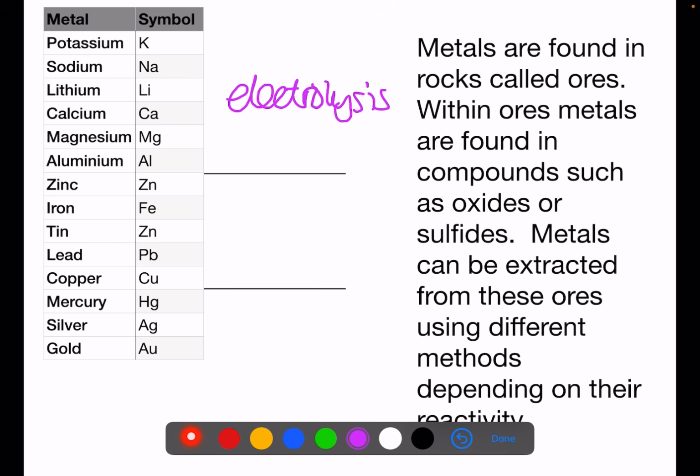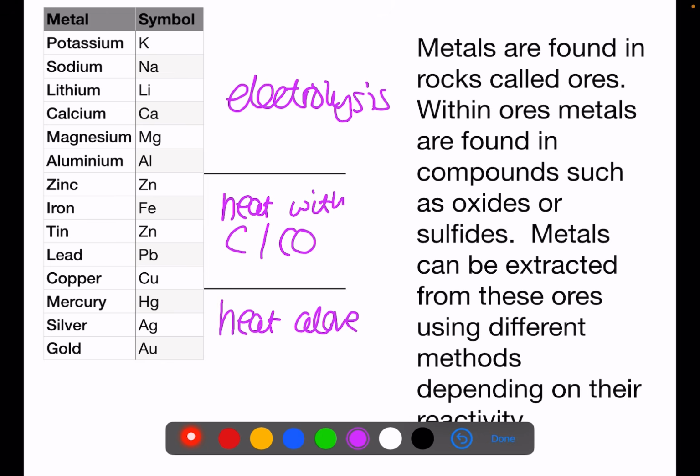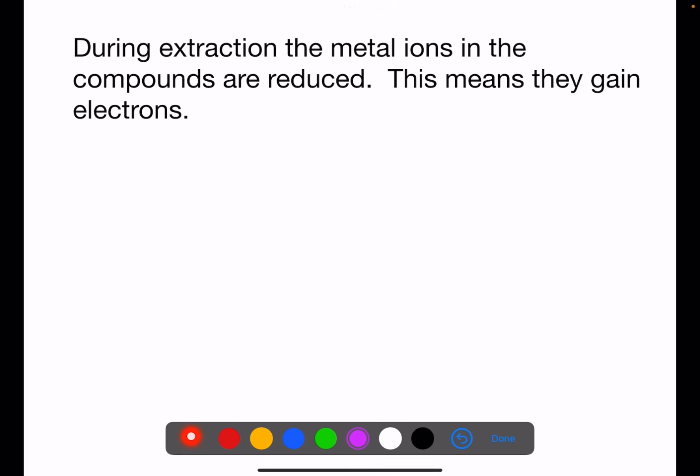For the elements from zinc to copper, we will heat them with carbon or carbon monoxide. In this process, the carbon and the carbon monoxide will pull off the oxygen or the sulfur from the compound. For the least reactive metals, heat alone will be enough to remove them from the ore if they are joined to anything. During extraction, the metal ions in the compounds are reduced.